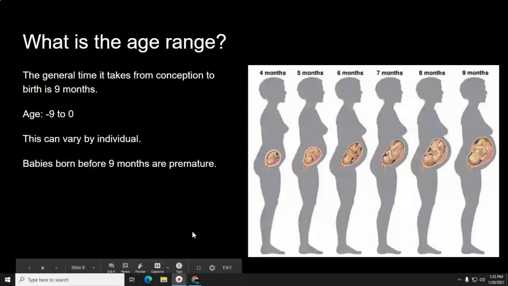So the age range: the general time it takes from conception to birth in humans is 9 months. So we count that as -9 to 0, 0 being the day that you come out into the world. This can vary by individual. Some people are born early, and that's called premature. Some people are born late, though medicine doesn't usually allow mothers to go too late. I was born 5 days late. I was supposed to be born on Christmas, but I was late. My son was born almost 10 days late.